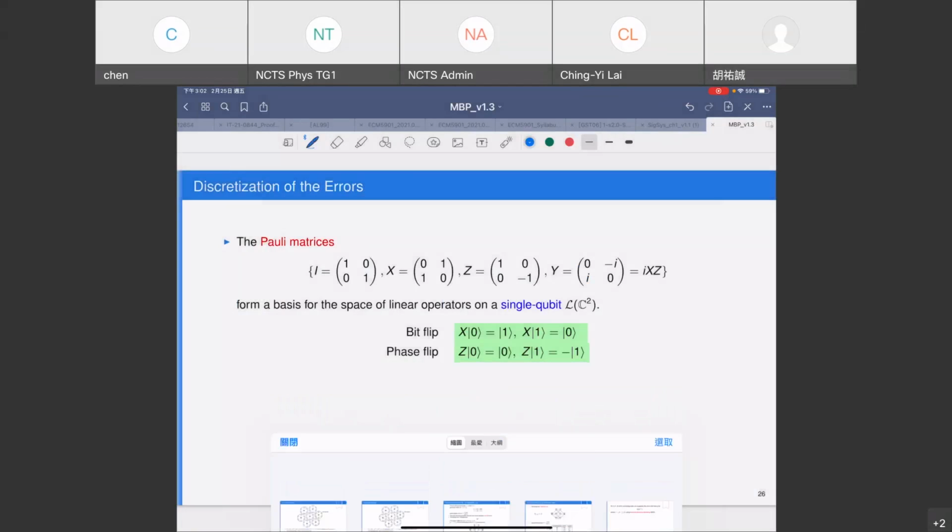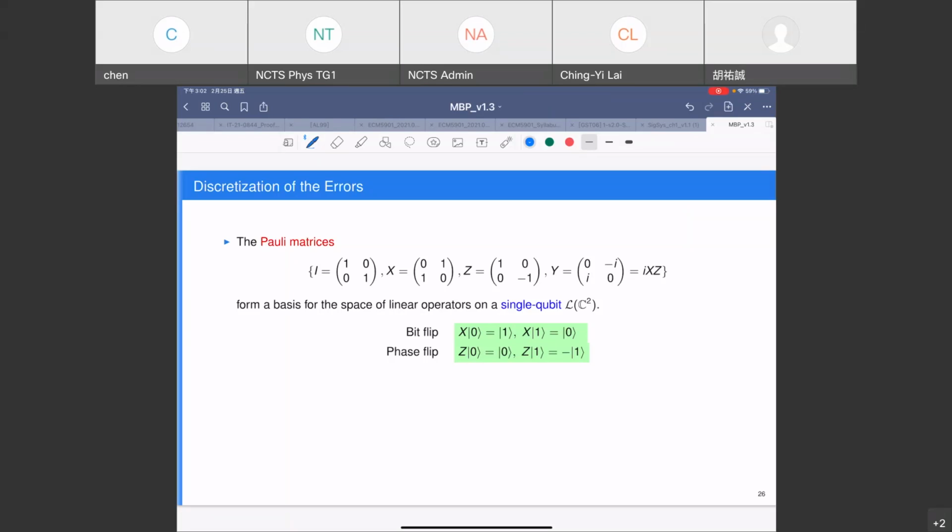In the quantum case, we will have the Pauli matrices as a basis for linear operators on a single qubit. So these Pauli matrices are I, X, Z, Y. The operation of X is like a bit flip. It will map the 0 qubit to the 1 qubit, so it will flip 0 and 1. And the phase flip operator Z will create a phase of -1 when the input is in state 1. This is X and Z, and Y is a combination of X and Z.